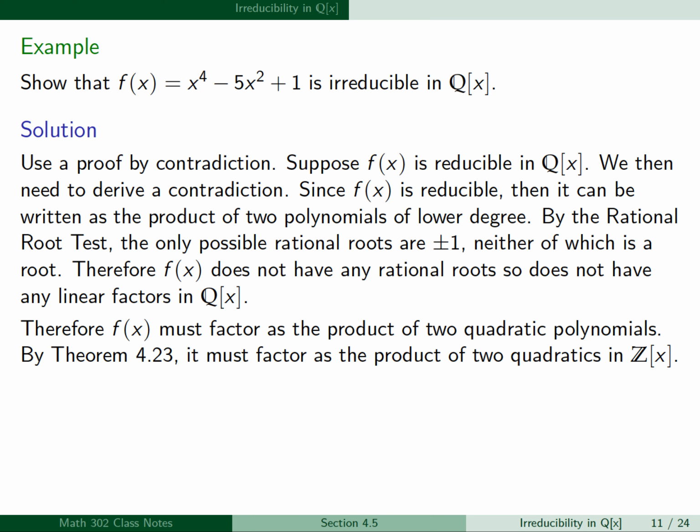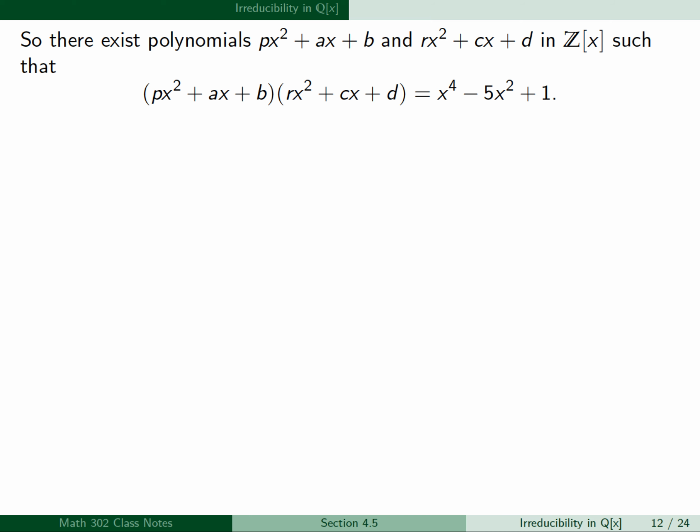Therefore, f of x must factor as the product of two quadratic polynomials. And by theorem 4.23, it must factor as the product of two quadratic polynomials in Z bracket x. So this tells us that there exist polynomials px squared plus ax plus b and rx squared plus cx plus d in Z bracket x, so with integer coefficients, such that their product is equal to f of x, x to the fourth minus 5x squared plus 1.